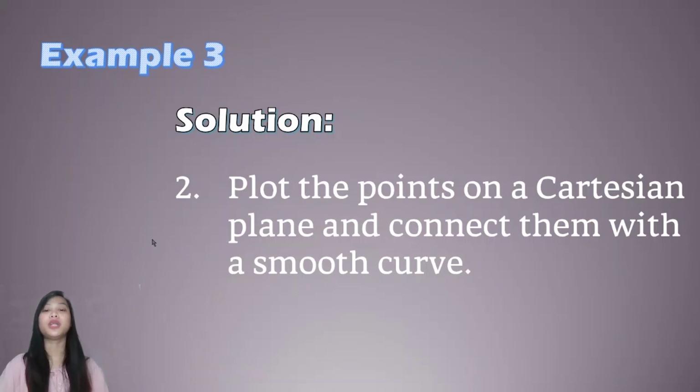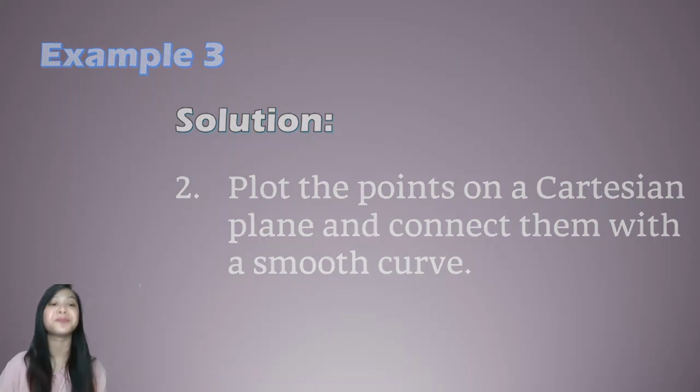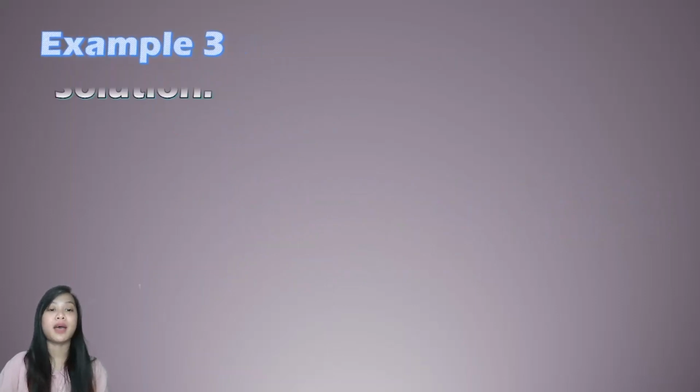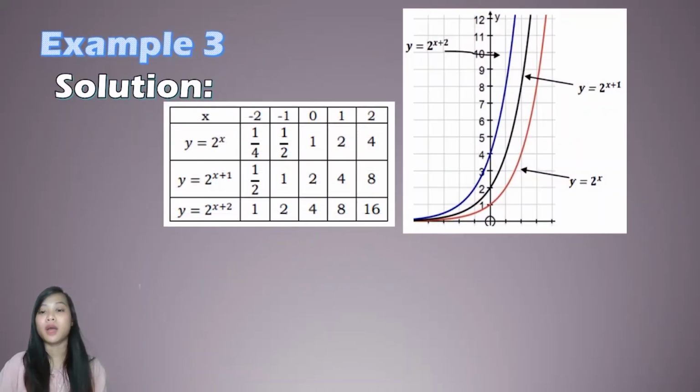And in order to sketch a graph, you need to connect the points with a smooth curve since it's exponential. Remember that. So let's have our graph. When we plot these values, this will be the graph. For the first function, y equals 2 raised to x, this is the red curve. And for y equals 2 raised to x plus 1, this is the black curve.